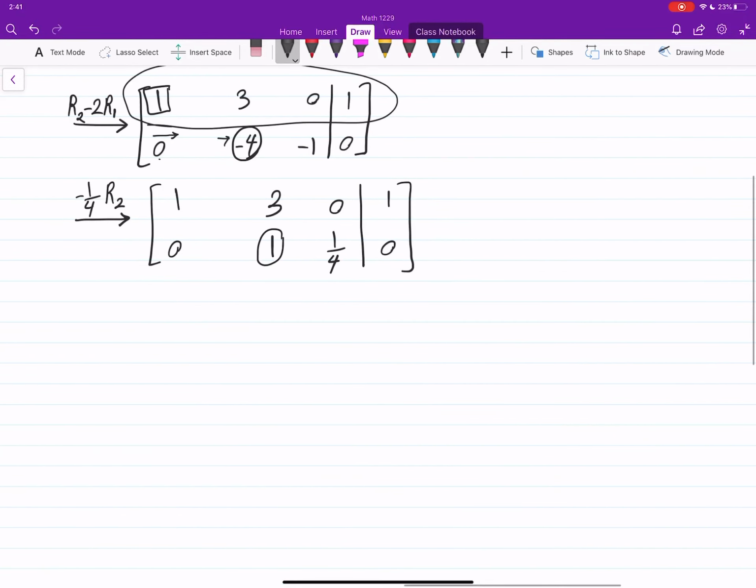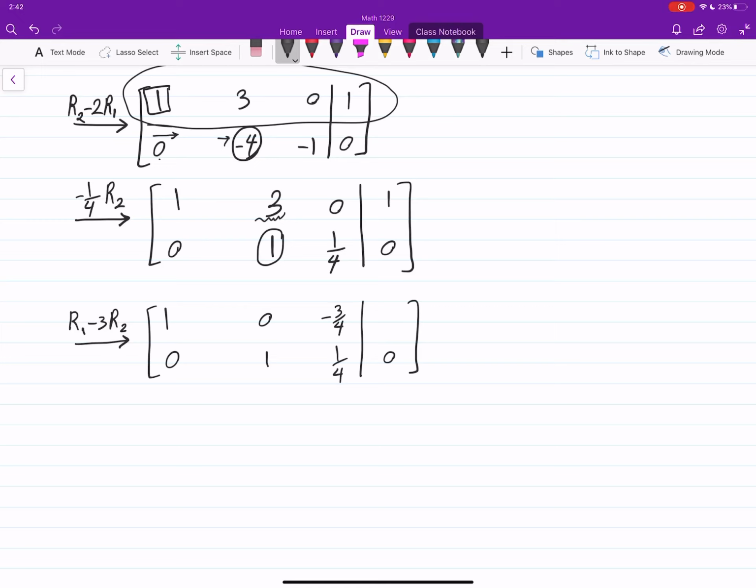Now, we have a leading 1 here. We have to make everything else in that column 0. Well, there is this guy, 3. We have to make it 0. How? Negative 3, negative of the number. Multiply the row with the leading 1 and add it to the row of 3. So row 2 stays the same. Row 1, 1, 0, negative 3 over 4, and 1.